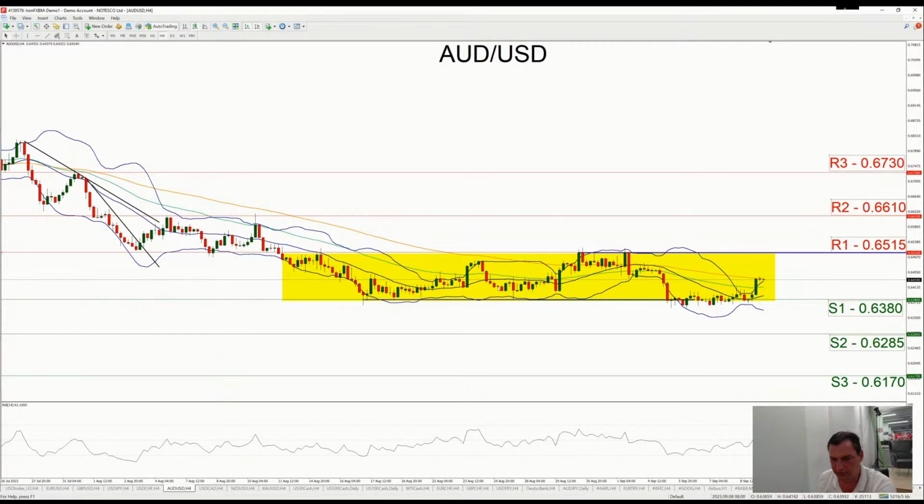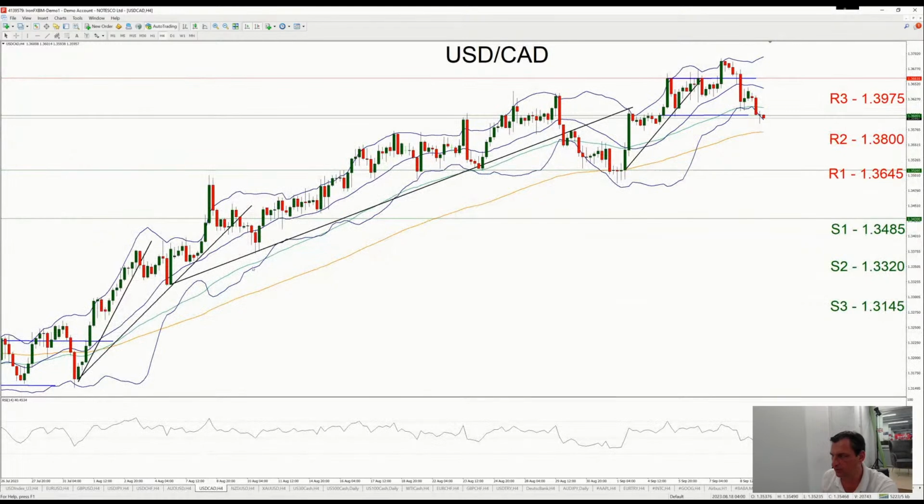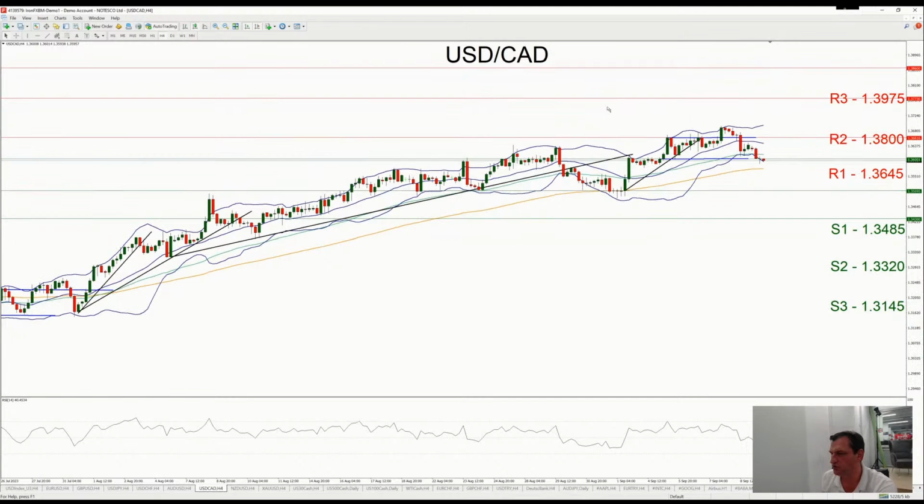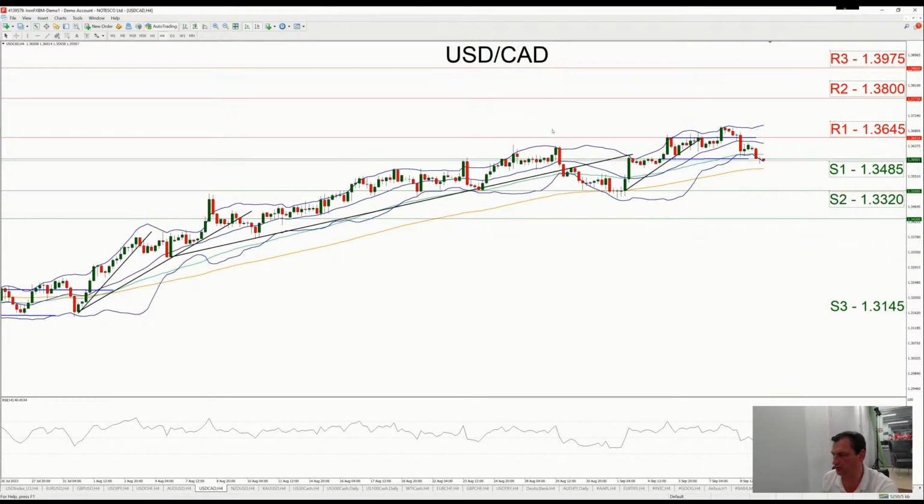Let's have a look also at USD CAD, with the Canadian dollar gaining yesterday on Friday. There you go. Let's reposition the labels. USD CAD, which seems to have broken the 1.3485 support line, which now is actually even providing some resistance. I think that would be more obvious.